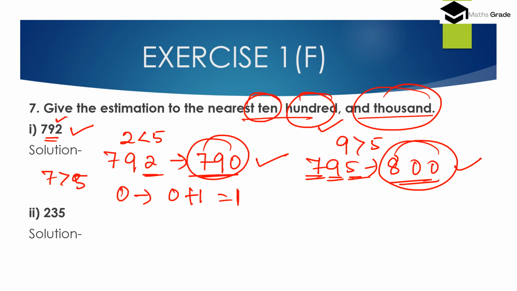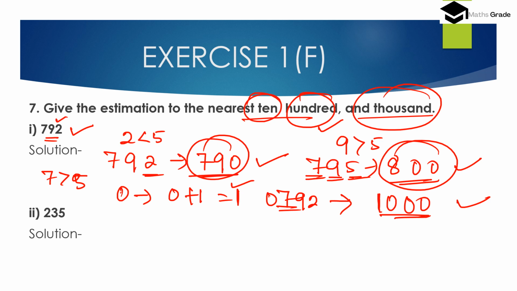So 792 rounded to the nearest 1000 will be this 7 changes to 0 and this 0 here, that is 0. The 1000 place value digit is 0. So this 0 changes to 1 and this 7, 9 and 2 change to 0. So 792 rounded to the nearest 1000 will be 1000.